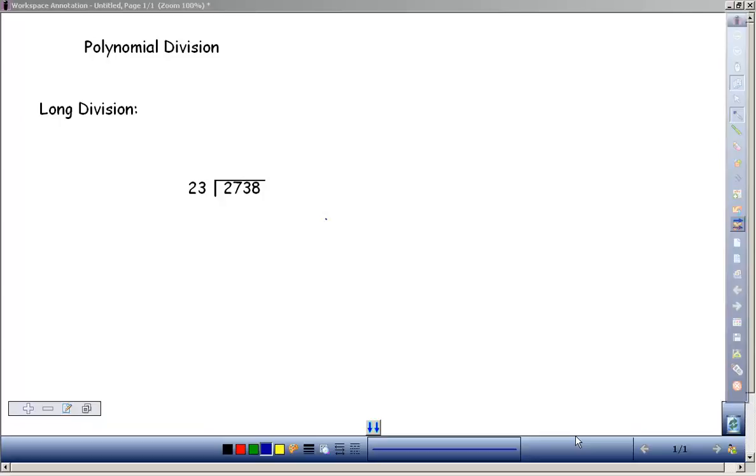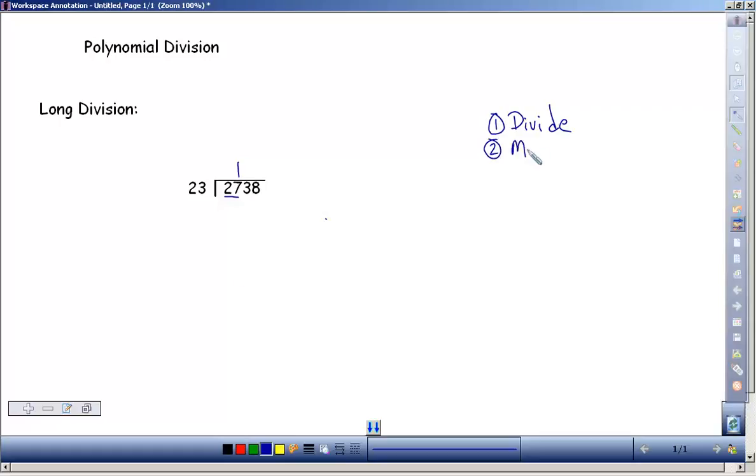What is long division? We've gotten so used to using calculators nowadays when we're dividing numbers that we don't really do the long division anymore, so we need to go back and review how do you do long division. So if I want to take the number 2,738 and divide it by the number 23, the first thing I'm going to do is divide the first few numbers in the problem. So I'm going to take 27 and see how many times does 23 go into 27. Well, it goes in one time.